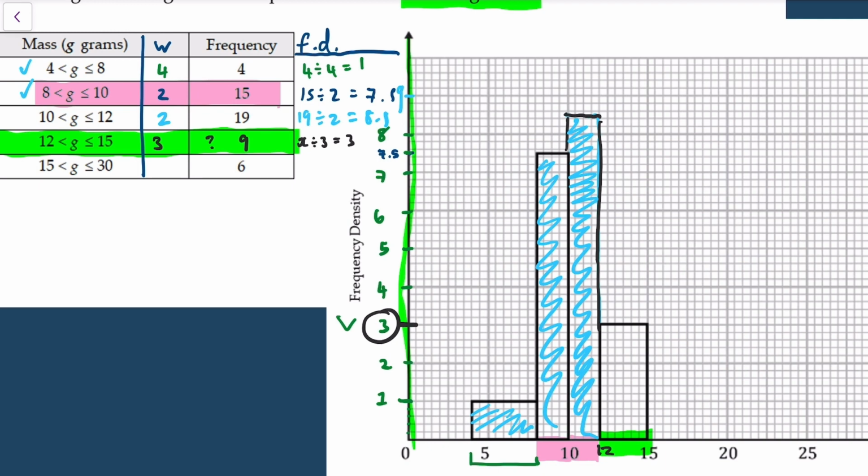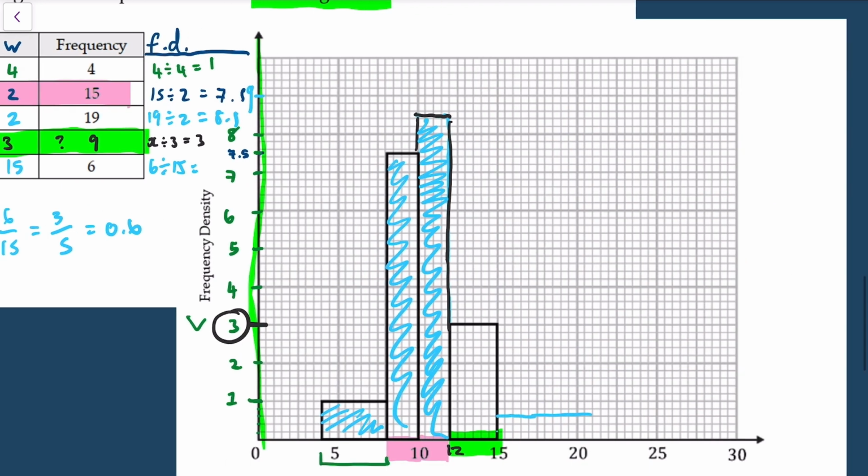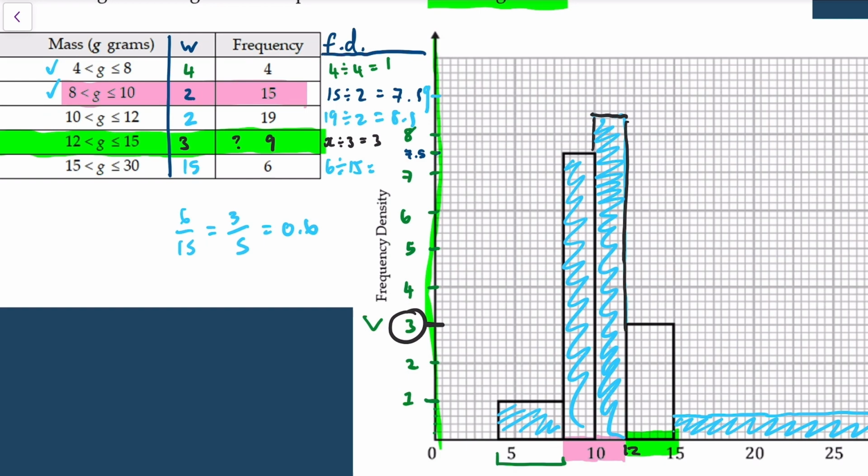12 to 15 we have. 15 to 30, that's a class width of 15. So 6 divided by 15, yes, 6 over 15 is going to be 3/5, which is 0.6. So that's going to go all the way up to there. Okay, 15 to 30. Yep, that's correct.